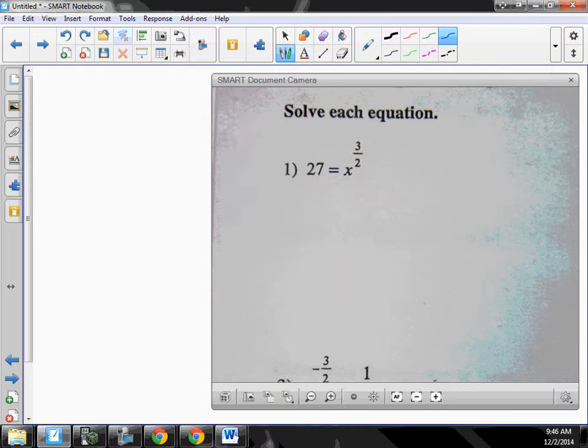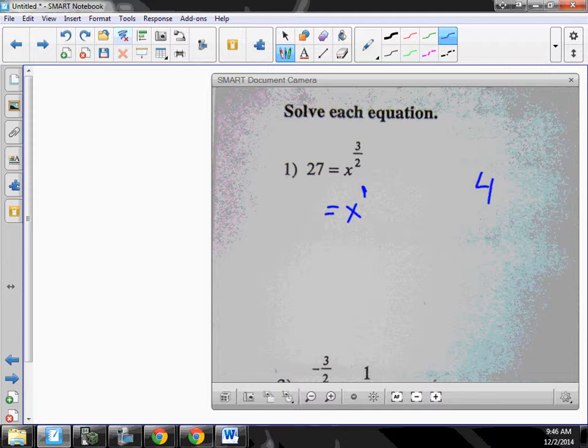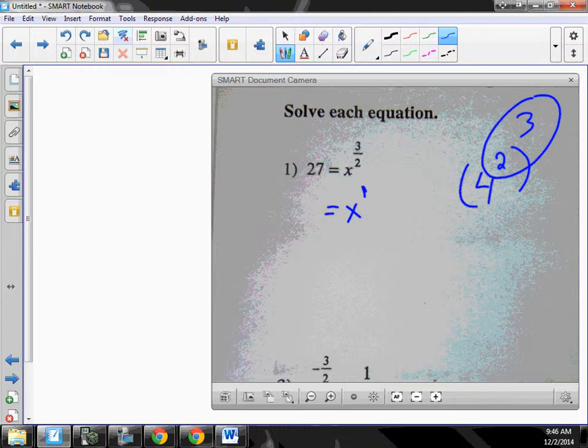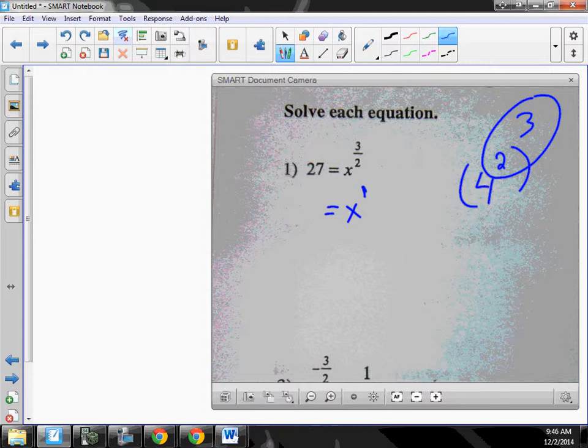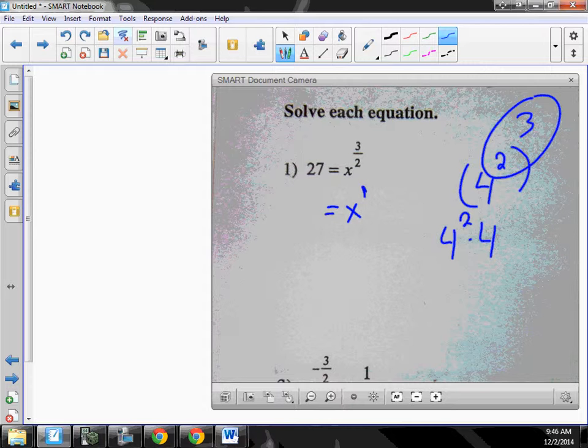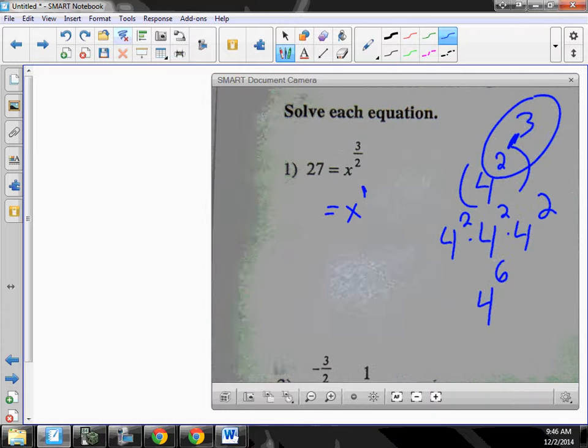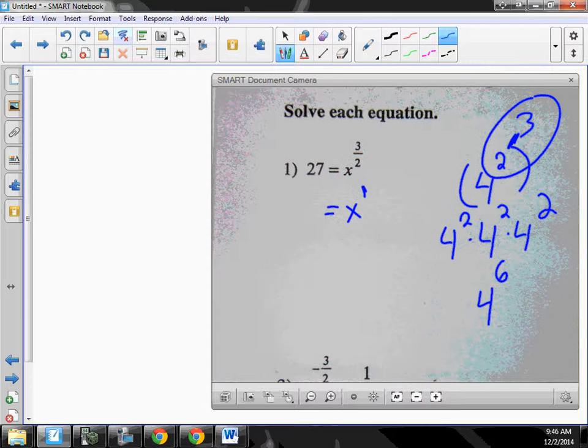I would look at this, and what I want is something equals x to the 1st. That's my goal, is to get x to the 1st. Well, if I have 4 squared and I raise it to the 3rd, how do those interact? Well, it's like saying 4 squared times 4 squared times 4 squared, which is 4 to the 6th. So what's the interaction here? Multiplication.